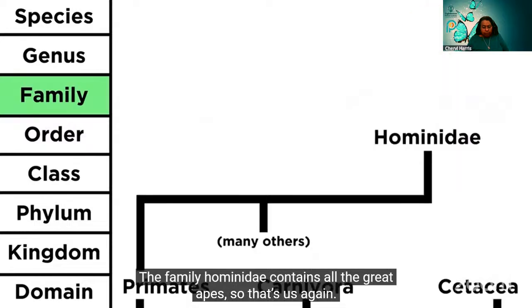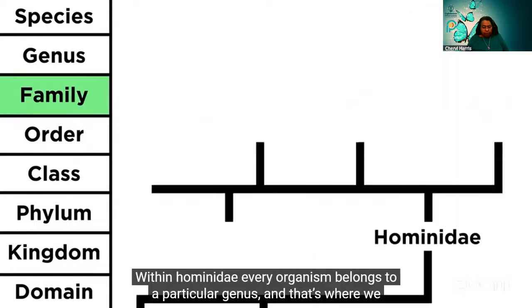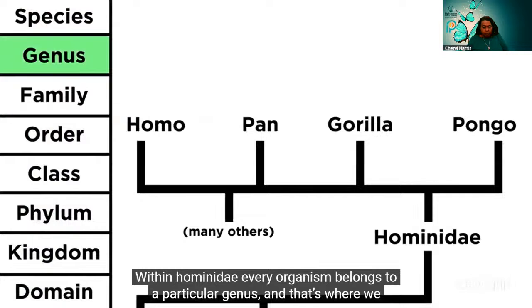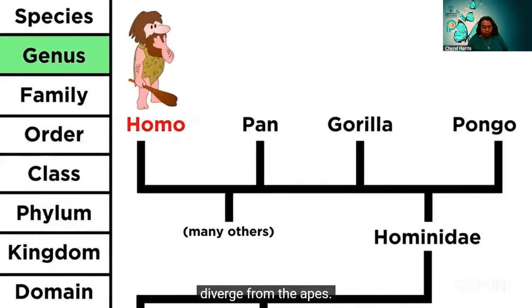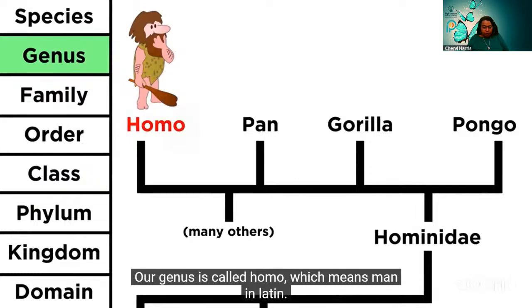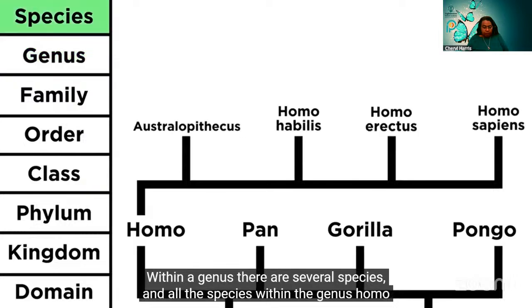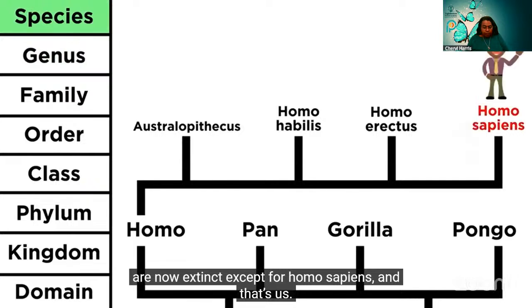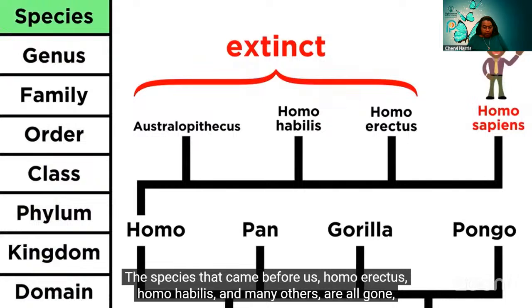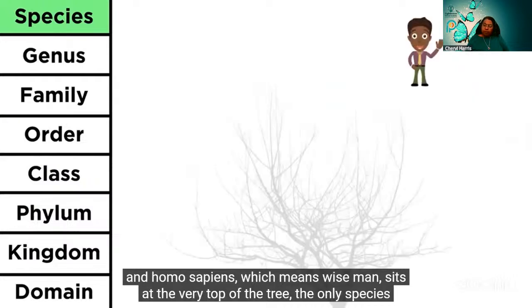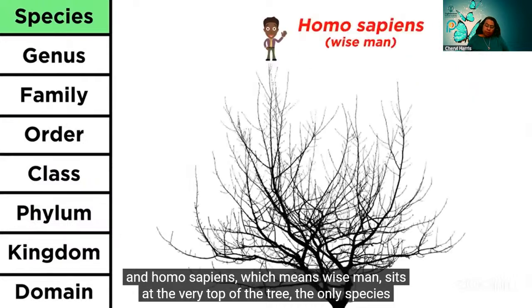Within Hominidae, every organism belongs to a particular genus, and that's where we diverge from the apes. Our genus is called Homo, which means man in Latin. Within a genus, there are several species, and all the species within the genus Homo are now extinct, except for Homo sapiens, and that's us. The species that came before us, Homo erectus, Homo habilis, and many others, are all gone.